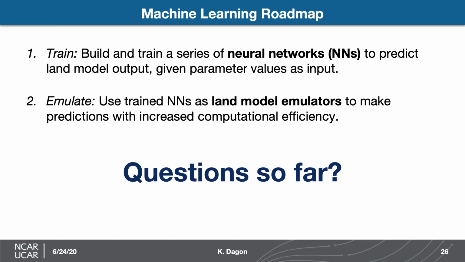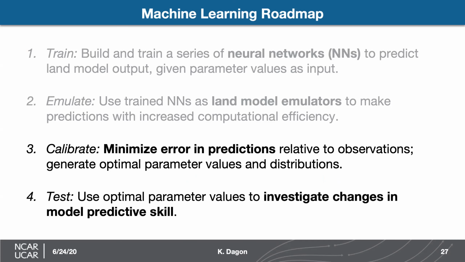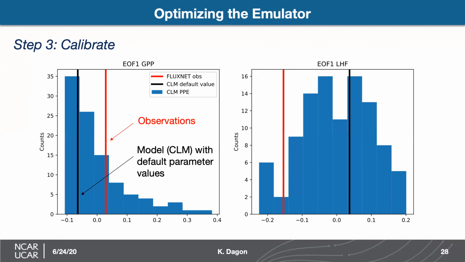Okay, so I've gone through steps 1 and 2. Now we're going to talk about the next 2 steps of the process. And I don't have as many slides on this, so hopefully this will go a bit more quickly. So calibration. Here's where we get to actually bring in observations to try and pick the best fit parameter values. So I'm just orienting you, showing these distributions. Again, this is all from the perturbed parameter ensemble from the model output, but I've added 2 lines to these distributions to show you both where the model sits with default values, so if you don't change any parameter values, and also where the observations are.